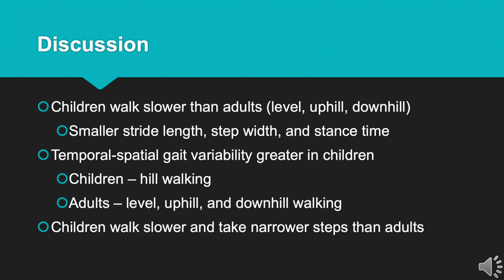Based on this study, researchers found that children walk slower than adults on a level surface, uphill as well as downhill. This can be attributed to a decreased stride length, step width, and stance time. Temporal spatial gait variability is greater in children, both amongst the children's group with hill walking, and compared to adults on a level surface, uphill and downhill. Children walk slower and take narrower steps than adults as well.